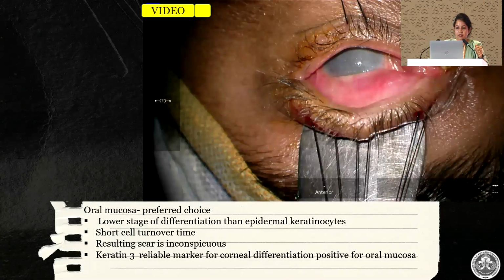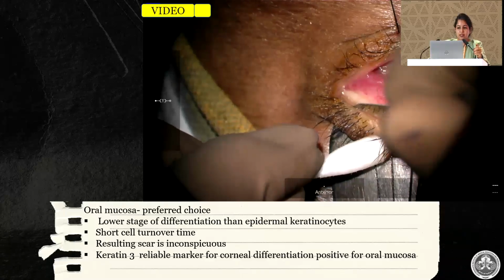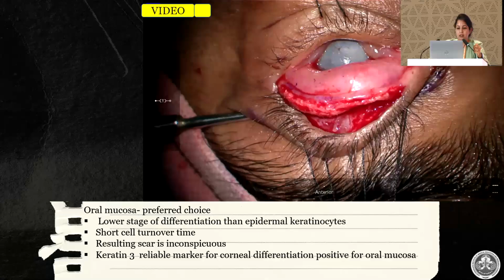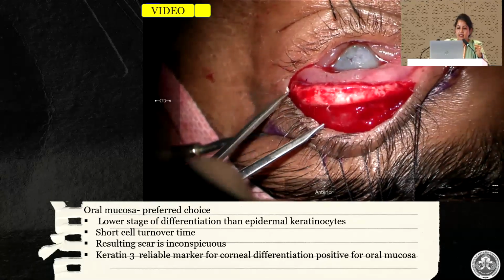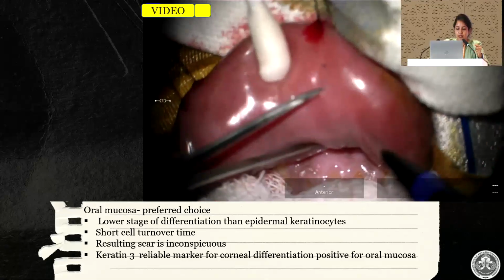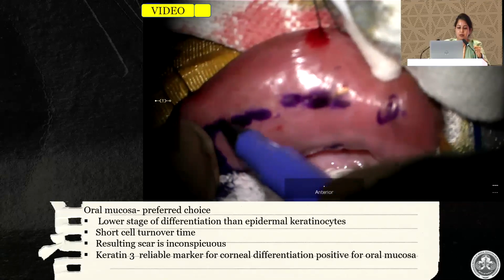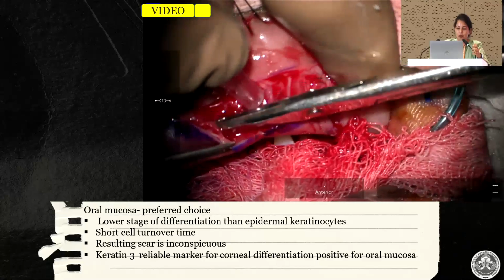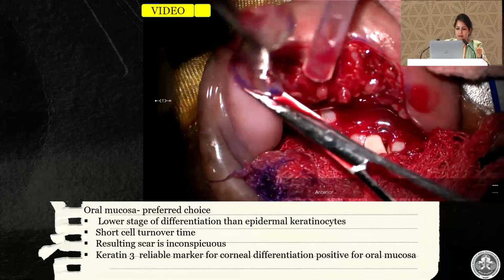Now a short video of the same patient where posterior lamellar augmentation was done using MMG. Oral mucosa is a preferred choice for posterior lamellar augmentation because it has a lower stage of differentiation than epidermal keratinocytes. It has a short cell turnover time and the resultant scar is inconspicuous. Moreover, keratin 3, which is considered a reliable marker for corneal differentiation, is also positive in oral mucosa.